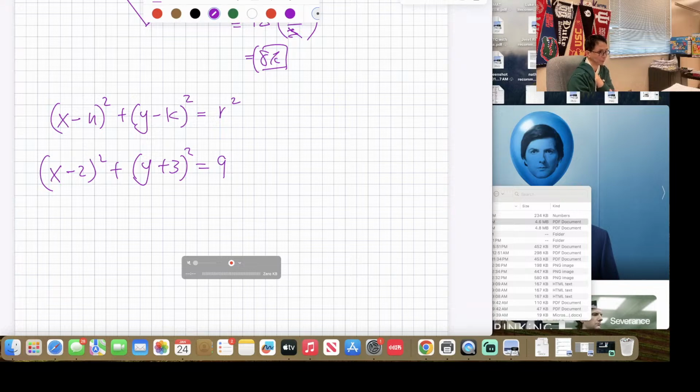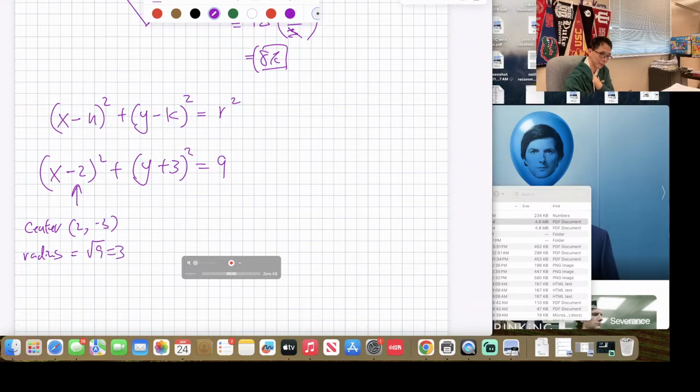However, this one, it means inside the parentheses it's always the opposite. So the center is going to be 2, negative 3. This is the center. Does that make sense? And the radius is equal to the square root of 9, which is equal to 3.